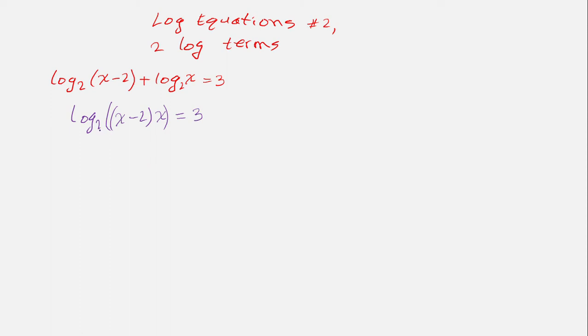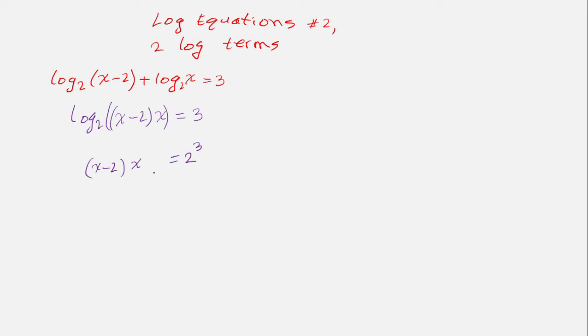Now that we have just one log and the number on the other side, we can rewrite this as an exponential equation. And this is how we do it. We take the base 2. Actually, let me do it on the other side. Here. So base 2 from here with exponent of 3 is equal to the argument here, which is x minus 2 times x.